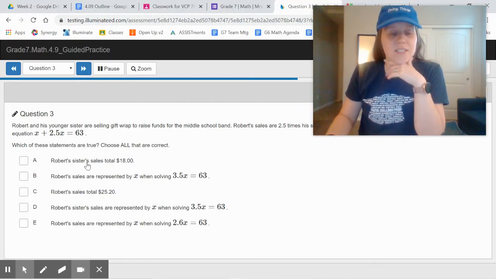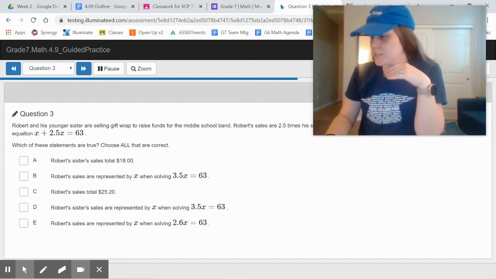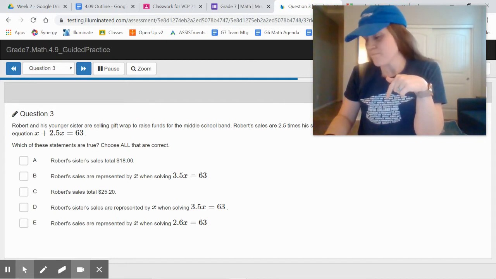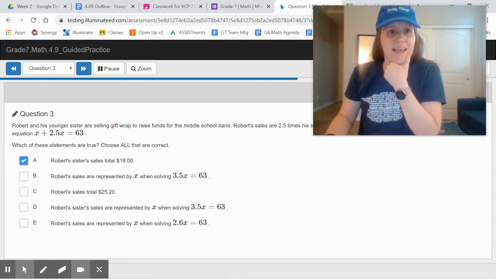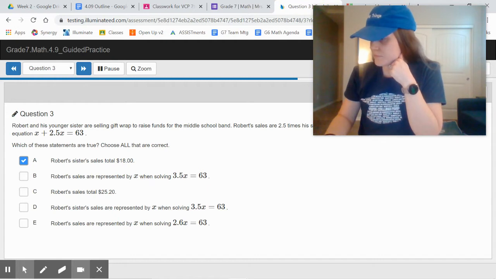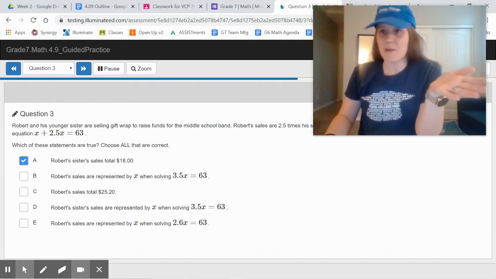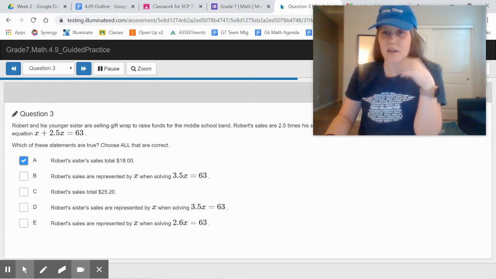All right, A, Robert's and sister's sales total $18. Do you agree with that? Yes, I'm going to go ahead and check that A is true. We've got all the work on our paper to prove it. B, Robert's sales are represented by X when solving 3.5x equals 63. We did solve 3.5x equals 63. Were Robert's sales represented by X? No, our X doesn't change throughout this question. X was always sister's sales. So B is not true. X represents sister's sales, not Robert's.